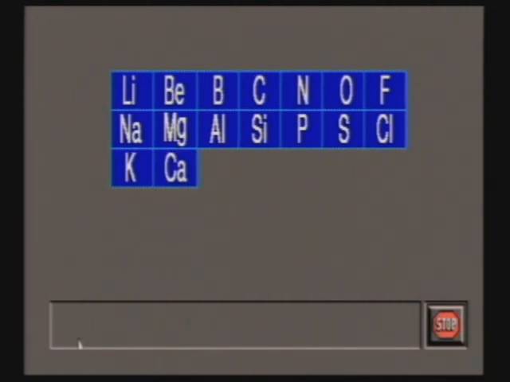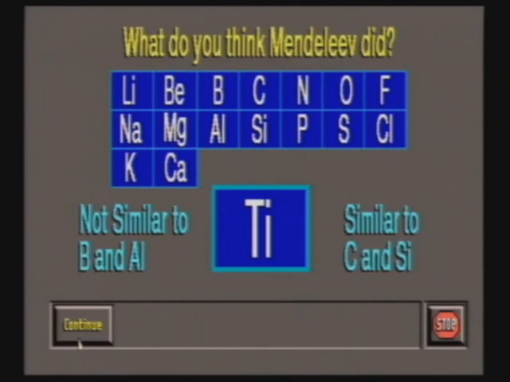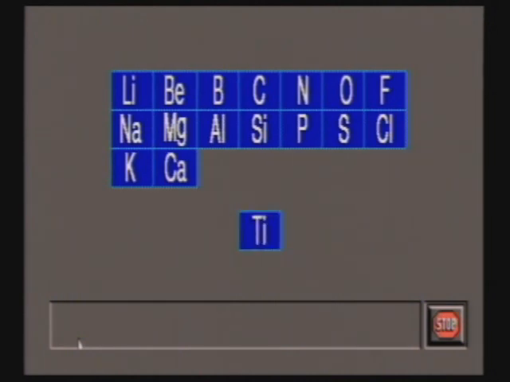This worked fine until he came to titanium. Titanium doesn't share chemical properties with aluminum and boron, but it does with silicon and carbon. Mendeleev faced a chemical quandary because if he put titanium under aluminum, the periodicity of his table was broken. What do you think he did? Mendeleev decided to leave a gap, an empty space in the table.